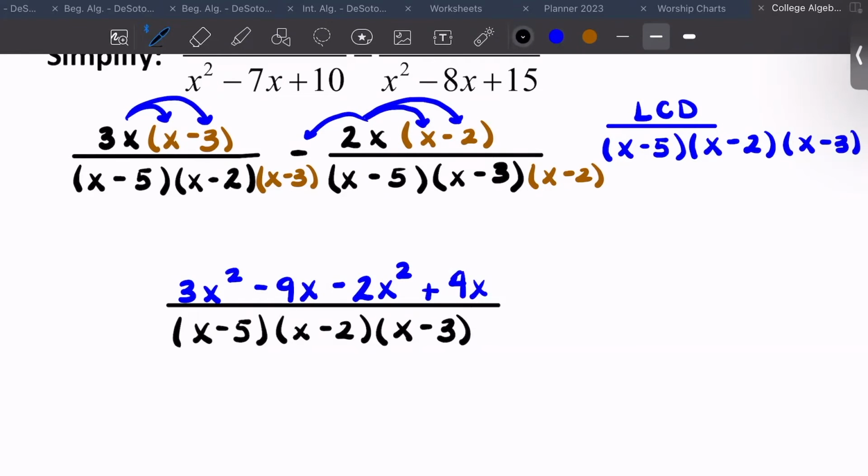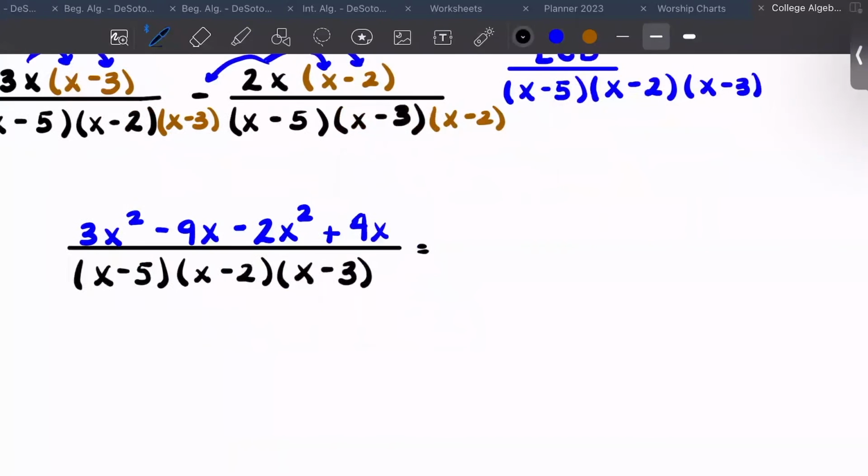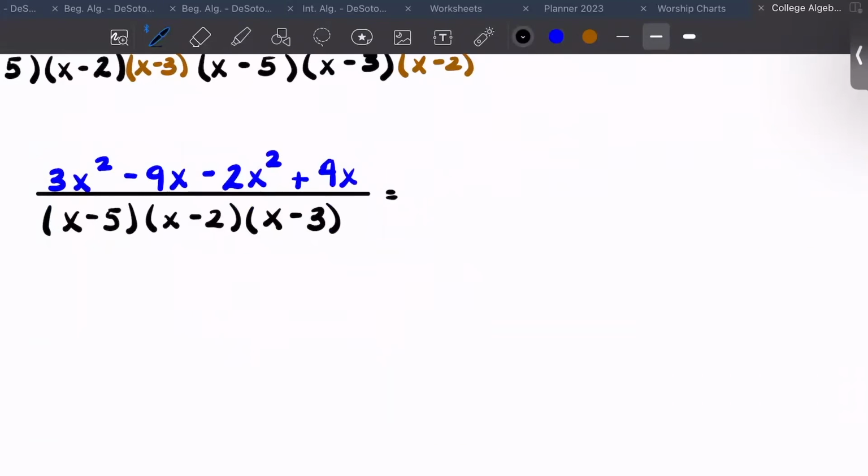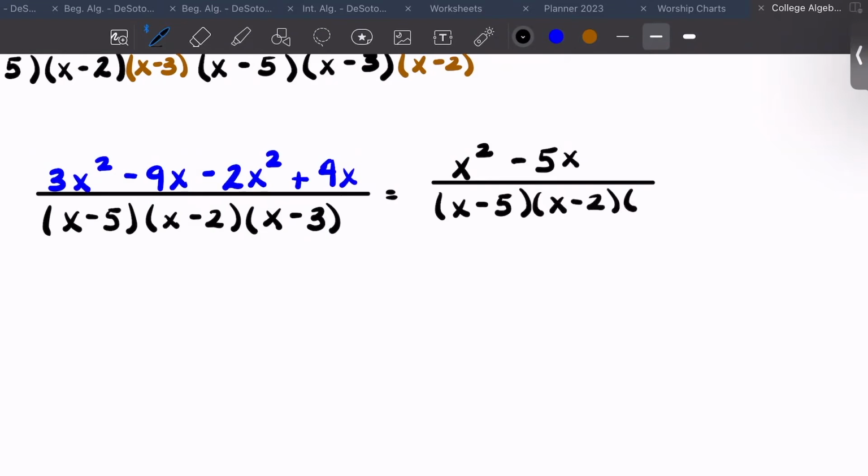Okay, well, let's clean it up. Let's add our like terms. So we have 3x squared minus 2x squared. That gives me x squared. And then we have negative 9x plus 4x. That gives us minus 5x. And it's over x minus 5, x minus 2 times x minus 3.